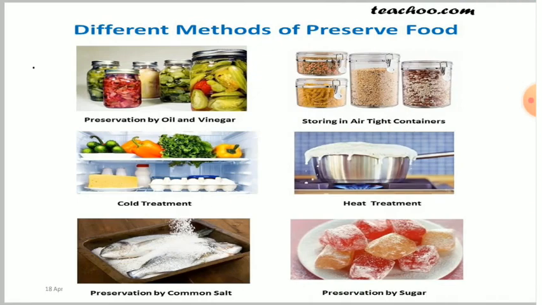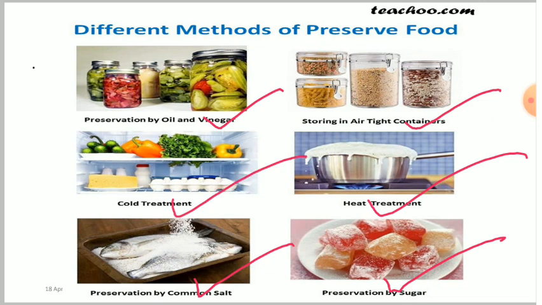So what are the different methods of food preservation? Here we can preserve the food with the help of some oil or vinegar. We can store the food in airtight containers, as well as preserve it with common salt and sugar. Also, we can do heat treatment as well as cold treatment on the food, so as to preserve it.